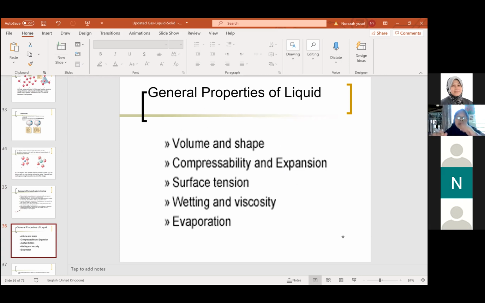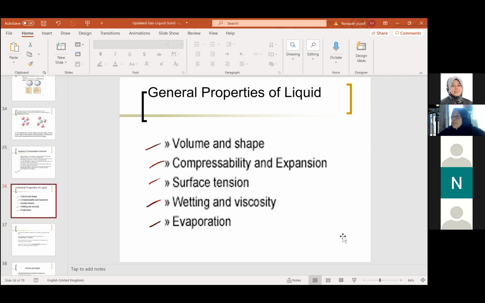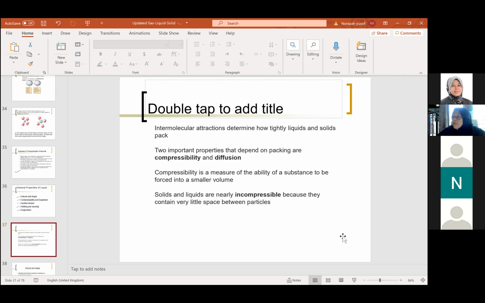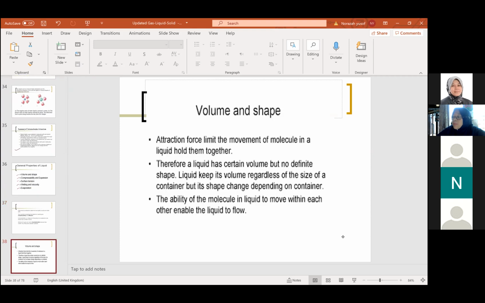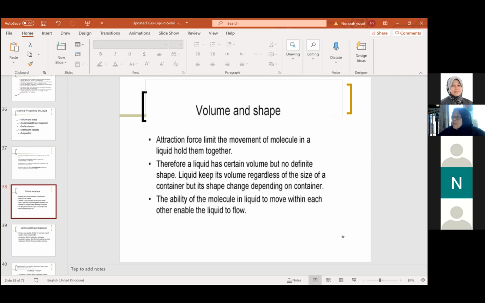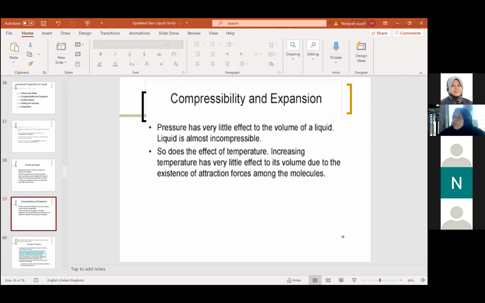You need to know the definition of all this. What is surface tension? What is wetting? What is evaporation? What is viscosity? You have to know the definition of all this. So what's the meaning of surface tension, wettability?